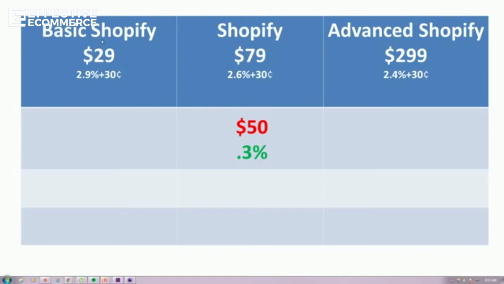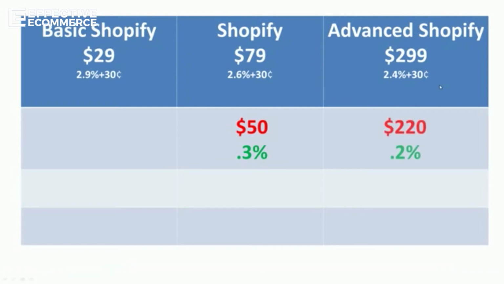The difference between the basic Shopify and the Shopify plan is $50 and a 0.3% transaction fee. We're going to negate the 30 cents per transaction just because it's the same for all the plans. Next up, we have $220 as the difference between the Shopify plan and the advanced Shopify plan, and you save 0.2%. So let's use some math and figure out at what point you should be in all the different plans.